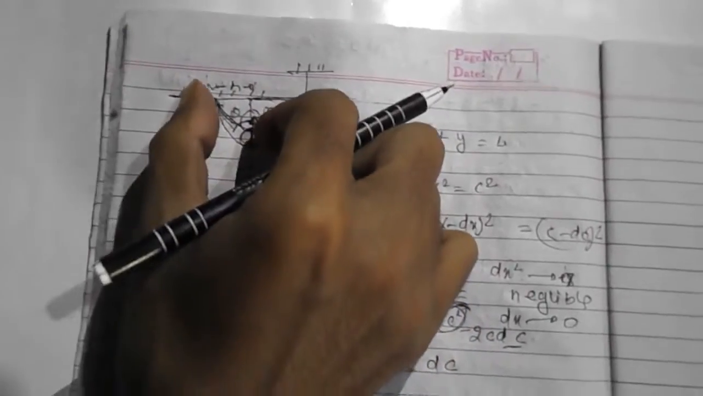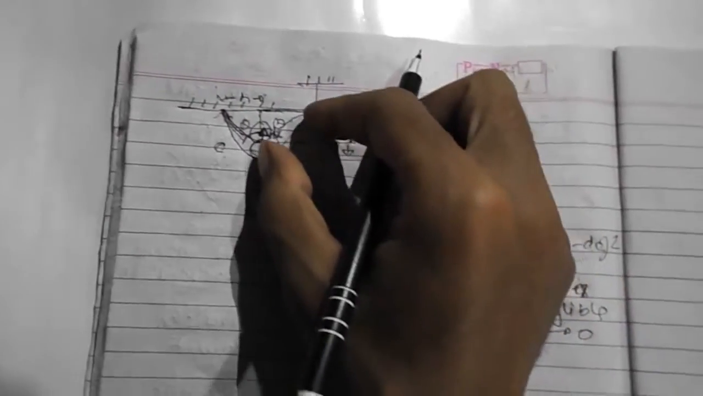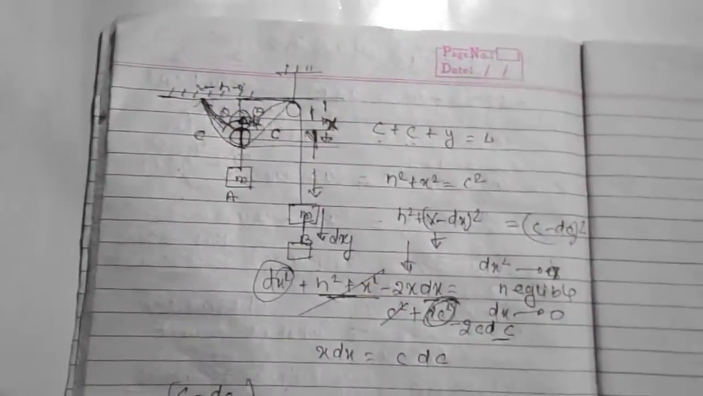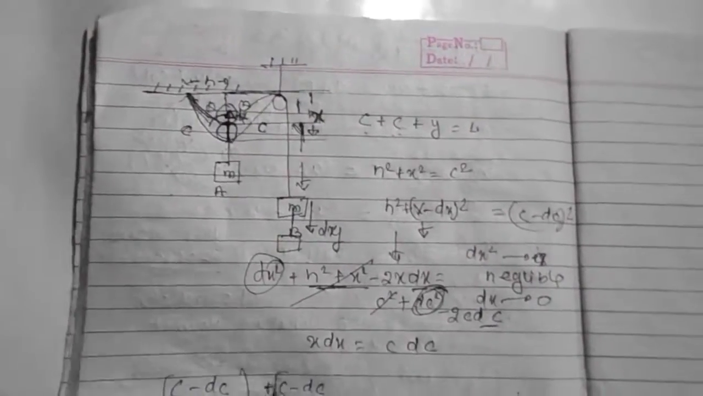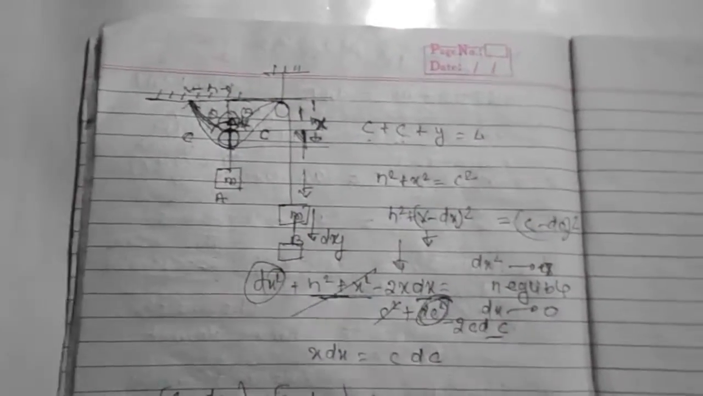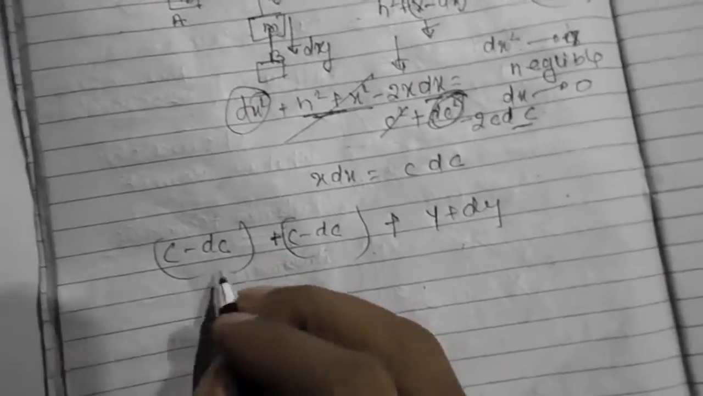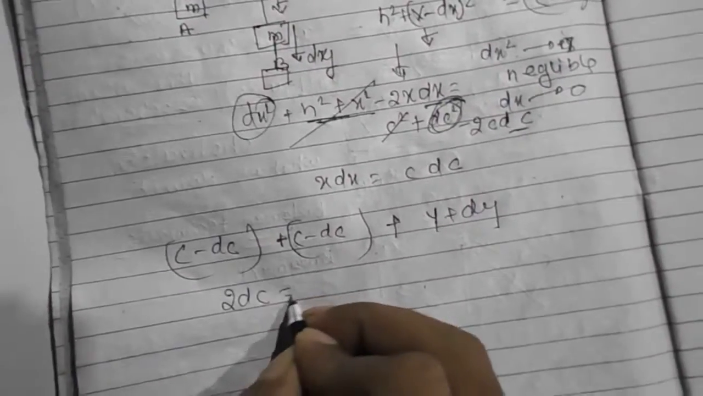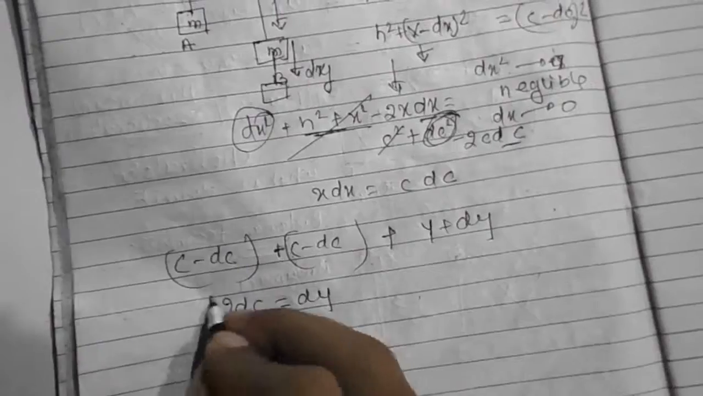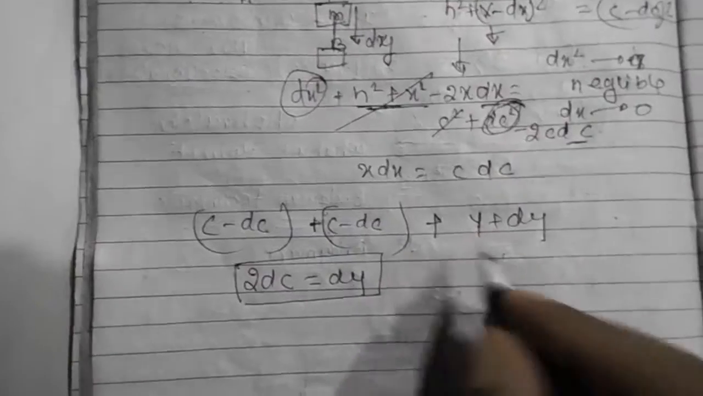Now what is the new length of the string? This will become c minus dc again, and this will also become c minus dc because this angle is symmetrical, plus y plus dy. Use the property of triangles to establish this if you have any confusion. So if you look at this carefully, what you get is 2dc is equal to dy. Okay, and you know what is the dc?